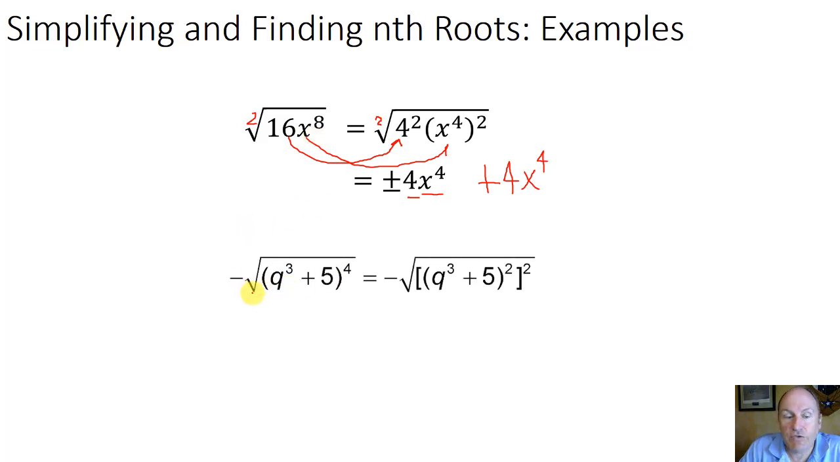We have negative square root of (q to the third plus 5), all raised to the fourth power. So since we're talking about a 2 here, because if nothing's there, it's a 2, I'm looking at how do I get q to the third plus 5 all to a second power. Well, it's already raised to the fourth power, so if I take q to the third plus 5 raised to the second power and square it, now I have that inverse operation.